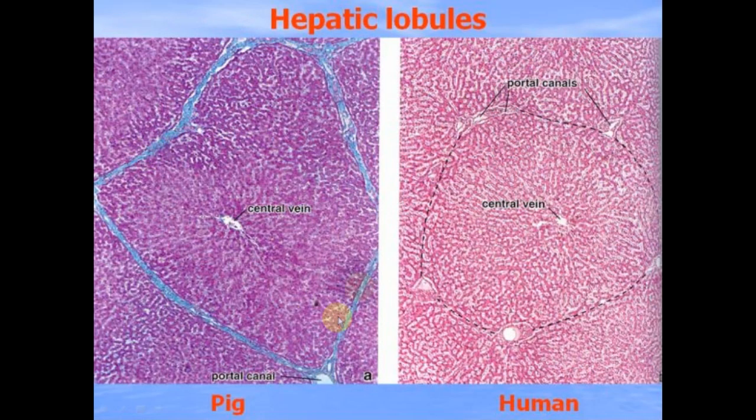This picture demonstrates the liver lobule of a pig. There is a central vein in the center and well-developed interlobular connective tissue. So it's quite easy to find the hepatic lobules under the microscope. In the human liver there is a central vein but the connective tissue around is not well developed, so it's much more difficult to recognize lobules in the human liver.